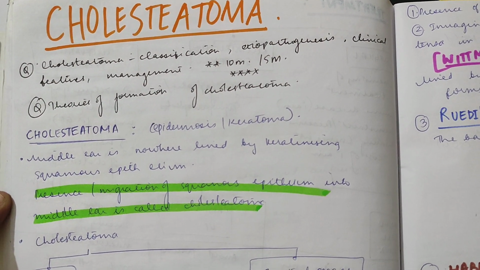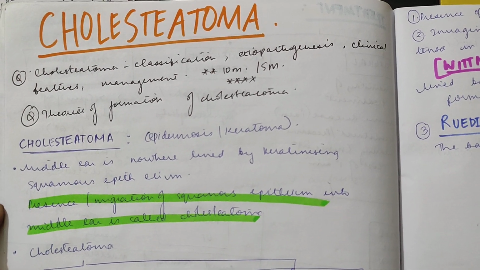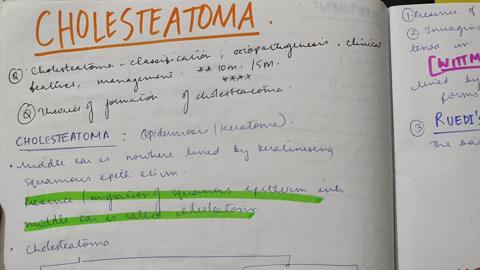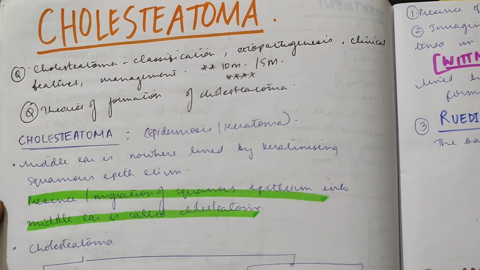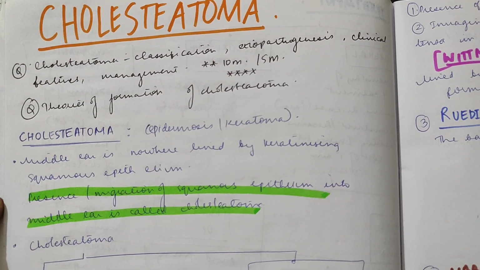Cholesteatoma. So the important questions from this chapter are classification, etiopathogenesis, clinical features, management of cholesteatoma, and theories of formation of cholesteatoma. What exactly is cholesteatoma? It's otherwise also called epidermosis or keratoma.